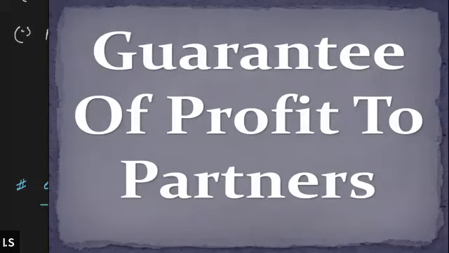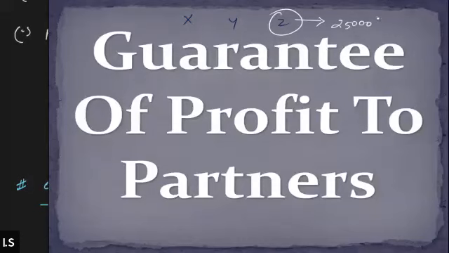Guarantee of profit means one of the partners is guaranteed, or given a surety, that that partner will be given a certain amount of profit in the firm irrespective of the situation. Let's suppose there are three partners, X, Y, and Z. Z has been guaranteed, a surety has been given to Z, that irrespective of the situation, Z will receive 25,000 from the firm as a profit. So Z has been guaranteed a profit of 25,000.